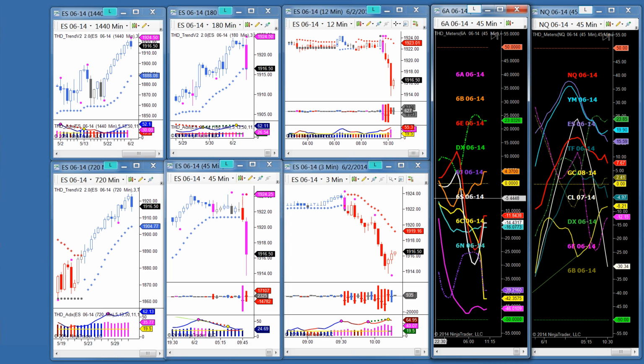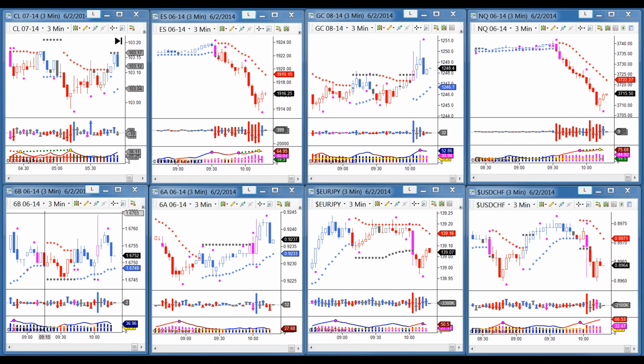Now, I want to show you my other screen real quick because I've started doing this only because I'm trading the binaries a lot. Does everybody see my new screen?